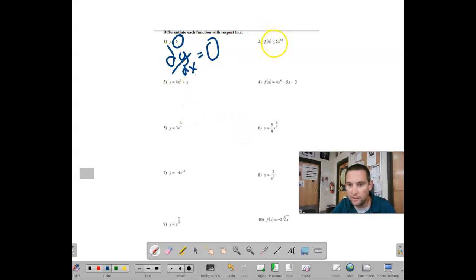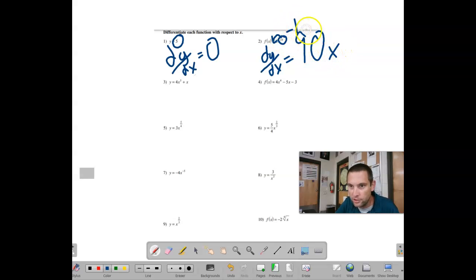Number 2, f of x. So we're taking the derivative of y with respect to x, dy/dx. We're going to take our exponent, multiply by the coefficient. 18 times 5, 90, equals 90. x, subtract 1 from there, so 18 minus 1 is now 17. And there's our answer.